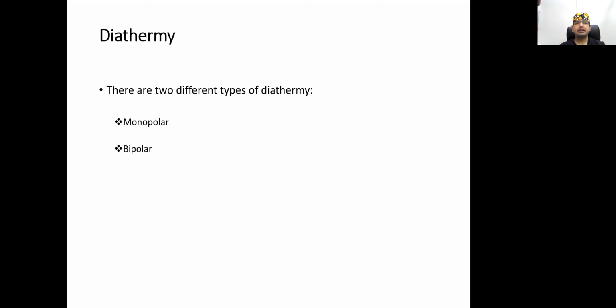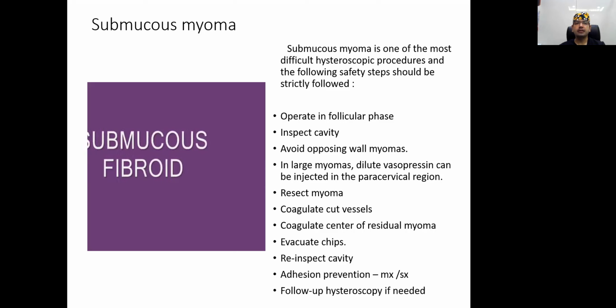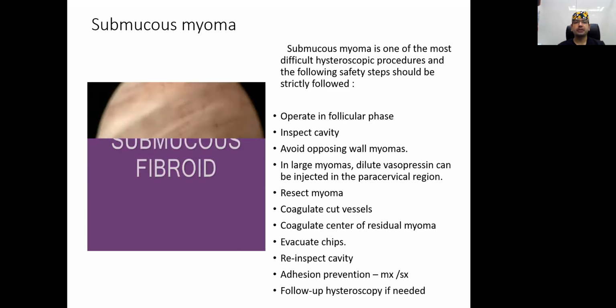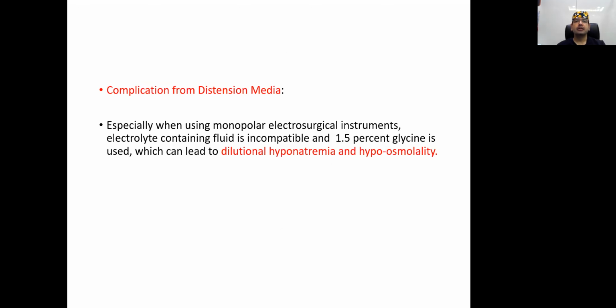So there are two types of diathermy, monopolar and bipolar. The monopolar requires the use of glycine. So this is a submucous fibroid resection using glycine. However, the complications of the use of glycine are dilutional hyponatremia and hypoosmolality. So one has to measure the proper inflow, outflow, and fluid deficit. If the fluid deficit is more than 500 ml intraoperatively, one has to send intraoperative serum electrolytes. And if the fluid deficit is more than 1 liter, then one has to be cautious, and with more than 1.5 liter deficit, one has to abandon the procedure to prevent complications.